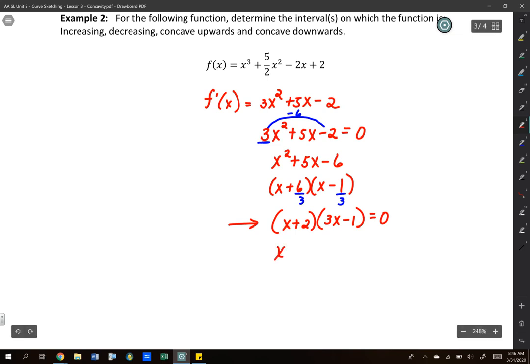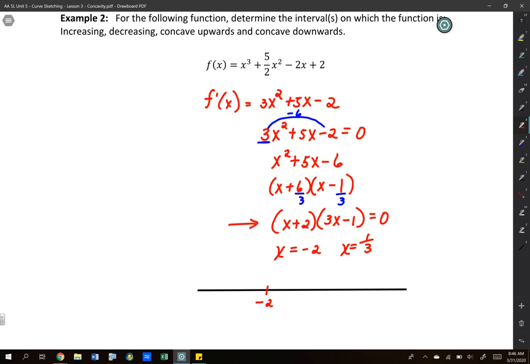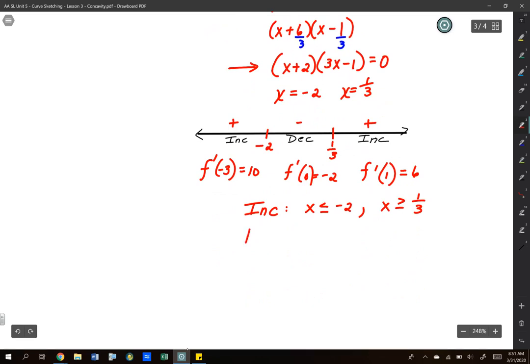Now we're going to solve for x because we have x + 2 = 0. So we get x = -2 and we get x = 1/3. So we have two critical values for our number line for increasing and decreasing intervals. Well, let's see, -2 comes before 1/3. Decreasing where x is greater than or equal to -2 and less than or equal to 1/3.